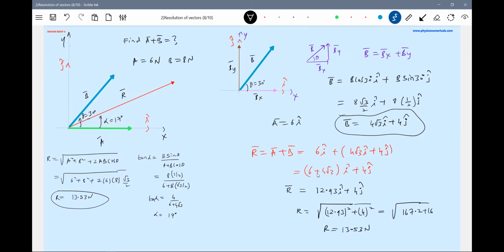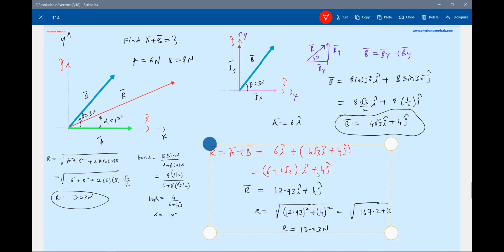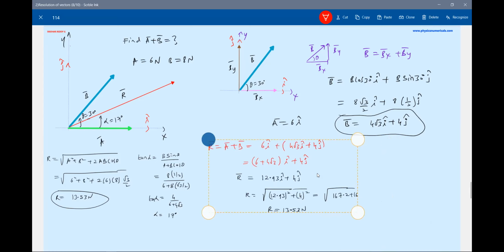Let's see. How will we find tan alpha? Yes, for that also I have a method. So what is the method we will follow? Let's move this a little bit here.